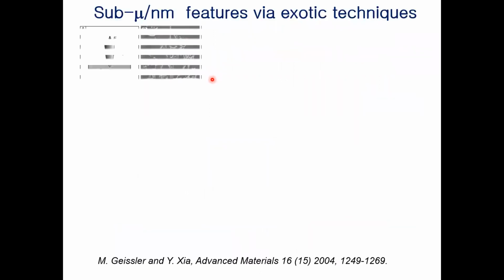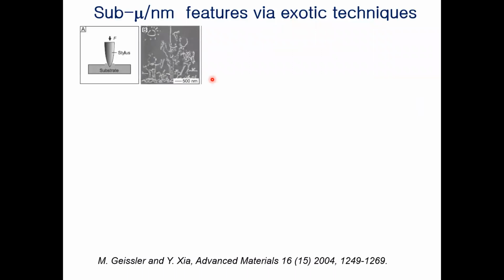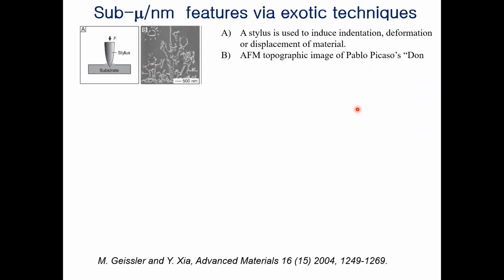So how do we make materials of the nano length scale? There are some exotic techniques. For example, in this case, we use an AFM stylus, which is hard, and you can deform a soft material like a polymer, and you can create features simply by mechanical displacement, if you wish. In this case, someone actually created Pablo Picasso's Don Quixote, carved on the surface of a polycarbonate film with an AFM tip.